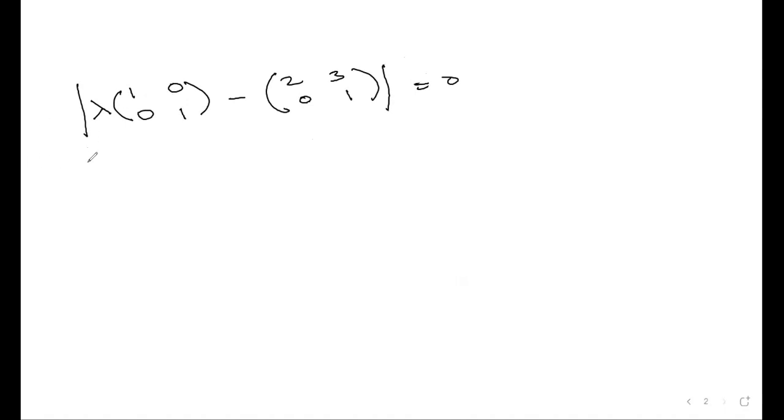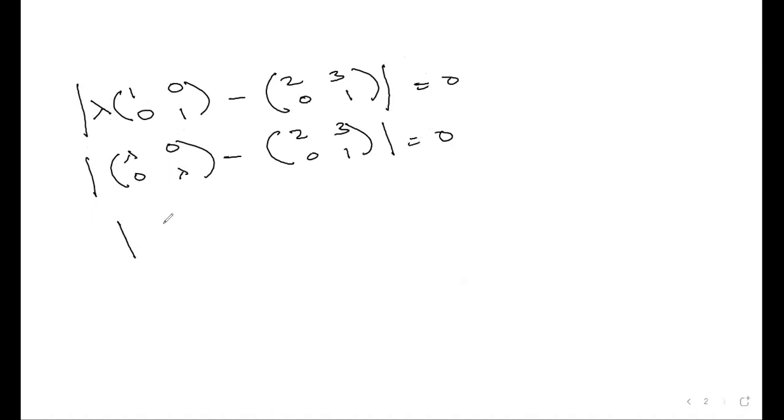So we're going to simplify this. To simplify this, I multiply lambda by the identity inside here. So that's lambda 0, 0 lambda, and then this is 2 3 0 1. And then this is lambda minus 2, 0 minus 3, that is minus 3, 0 minus 0, that is 0, and lambda minus 1, that's lambda minus 1, equals 0.